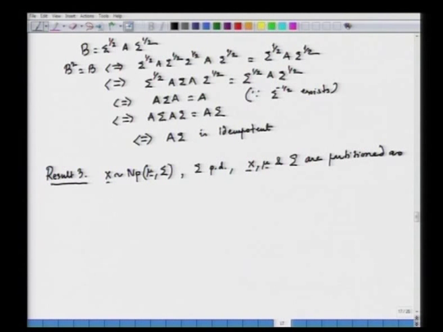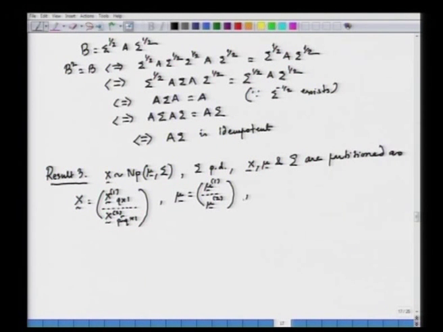For X we have the first part, say x1, a q-dimensional one, and the next is x2, taking p minus q elements. The corresponding mean vector mu is similarly partitioned into mu1 and mu2, and the covariance matrix comprises four block matrices: sigma 1 1, sigma 1 2, sigma 2 1 and sigma 2 2.